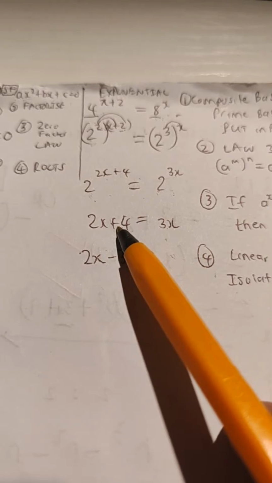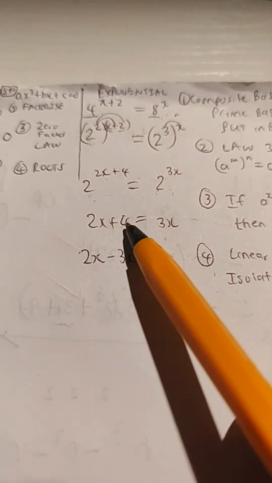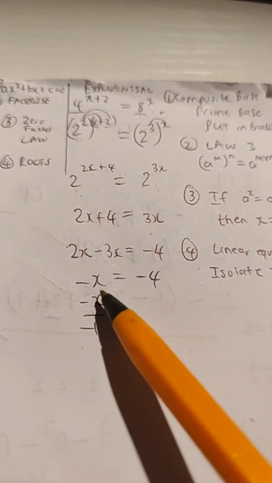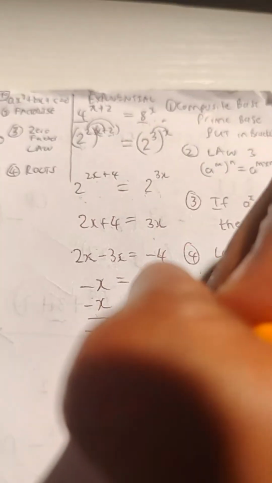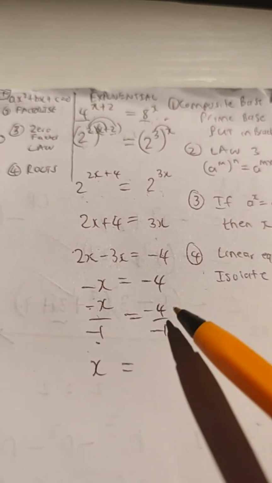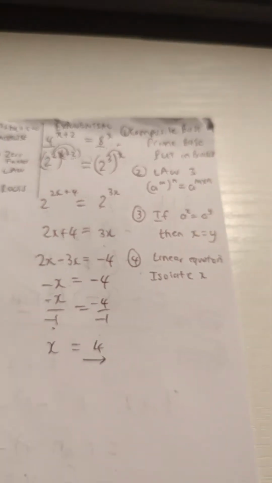4, that is positive. What happens to 4? The 3x went over, changes to negative. The 4 needs to cross over, it becomes negative. So then we are left with negative x is equal to negative 4. Finally, we divide both sides by negative 1, the coefficient, because remember our variable has to be positive. What we do on the left, we do on the right. So a negative divided by a negative is positive, but our answer is positive 4. Done. Okay, that was not too difficult, was it?